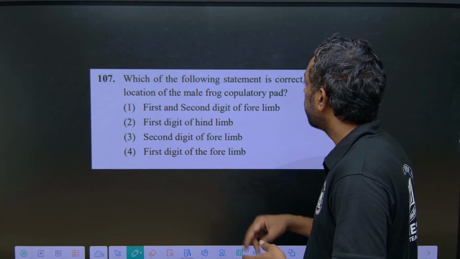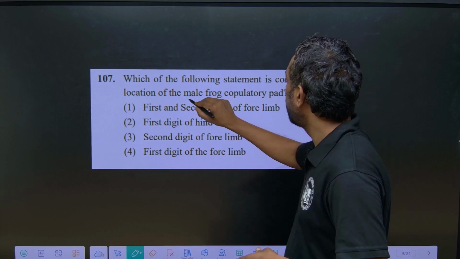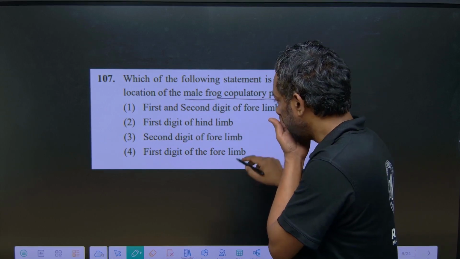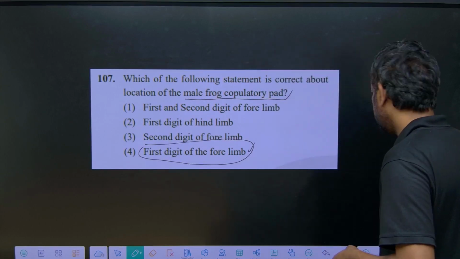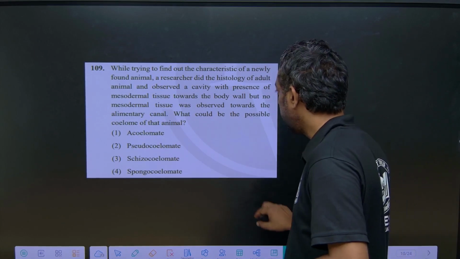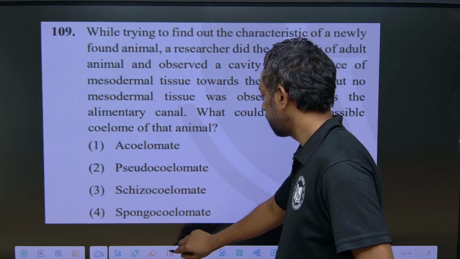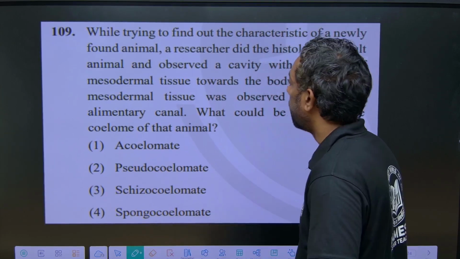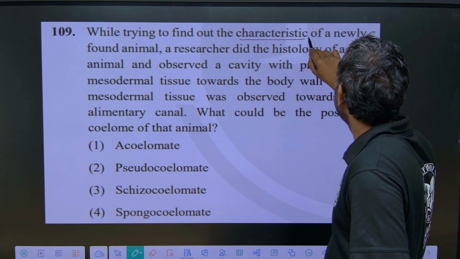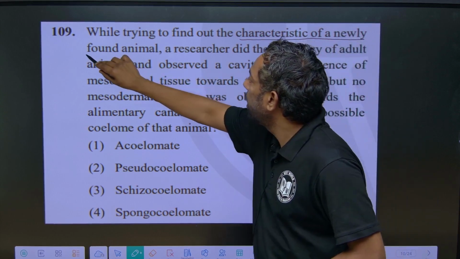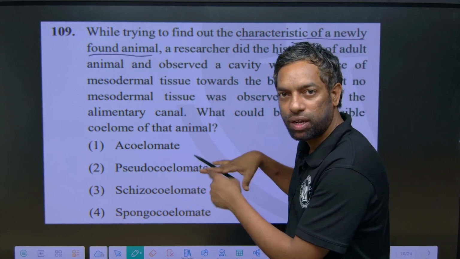Which one of the following statements is correct about the location of the female frog copulatory pad? Of course, we did come across this, the forelimb. This is a repeated question. This is what you have to think. While trying to find the characteristics of a newly found animal, they made the question very lengthy to consume your time.